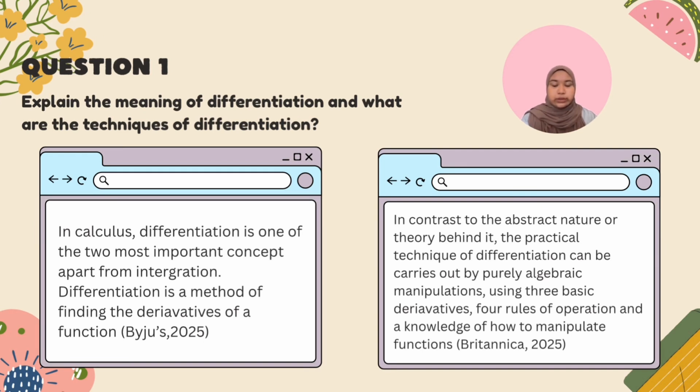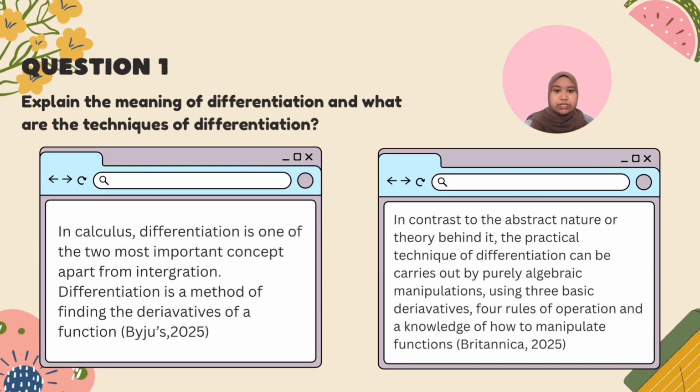2024-225232. Today I will be explaining about the meaning of differentiation and the techniques. Differentiation is one of the most important topics in calculus. It is a method used to find the derivative of a function. In simple words, differentiation helps us to find the rate of change. For example, it can tell us how fast something is moving or how quickly something is increasing or decreasing.